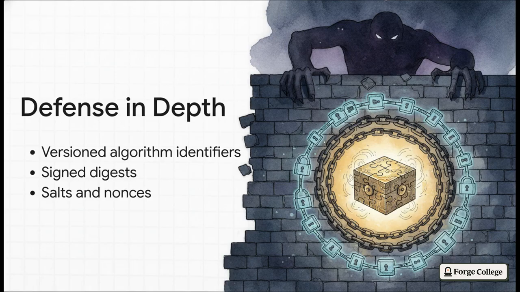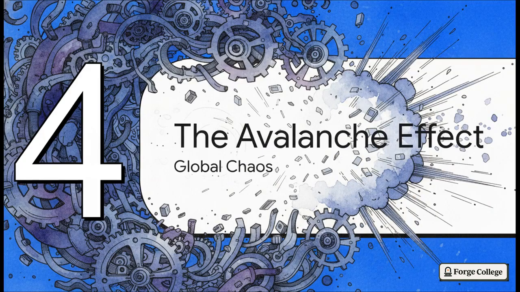Even perfect hash functions absolutely need backup layers, things like cryptographic salts, nonces, and versioned algorithm identifiers. Why? Because nation-state adversaries with vast resources are basically always looking for algorithmic shortcuts. In our various learning tracks at Forge College, we constantly emphasize this. Real security means ensuring that breaking a system requires an attacker to defeat multiple mechanisms, not just exploit one tiny mathematical weakness.